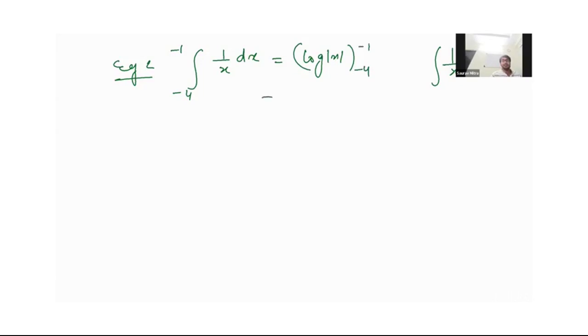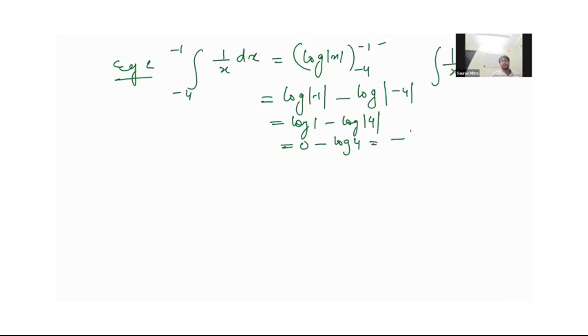Now we will have log of mod minus 1, putting the upper limit in the x portion, minus the lower limit. Here we are not writing plus C because we are getting a particular answer, since the limits are already given. So it is log 1 minus log 4. Log 1 is 0, minus log 4 is your answer.